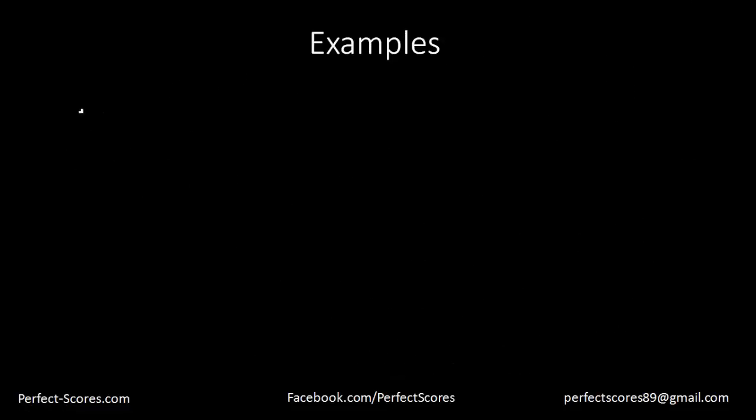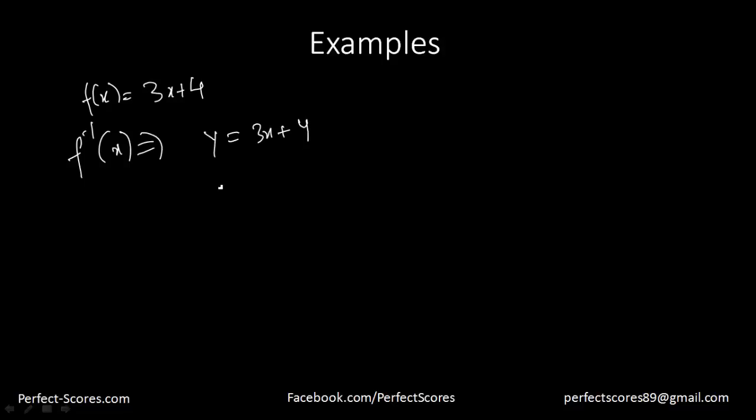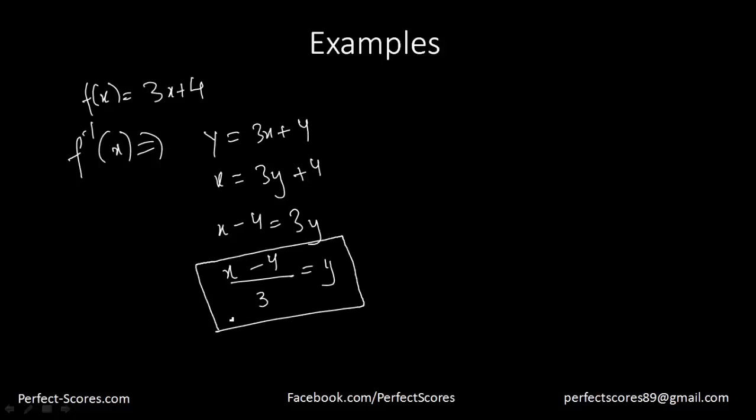Let's see some examples. Let's suppose if the function is f of x is equal to 3x plus 4. Let's say I want to find out the inverse of the function. So what I'm going to do is y is equal to 3x plus 4. I'm just going to replace x with y, and then I'm going to make y as the subject. So as you can clearly see, the inverse of this function is going to be equal to this. Right, so just replace x with y and make y as the subject.